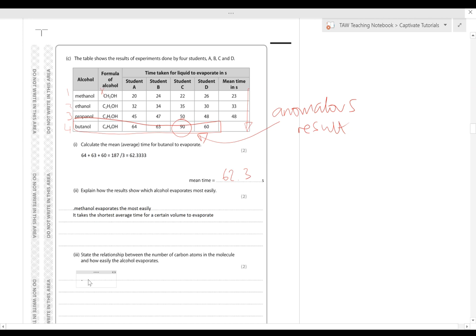So we would say as the length of carbon chain increases, the number of carbon atoms increases, it becomes more difficult for the alcohol to evaporate.